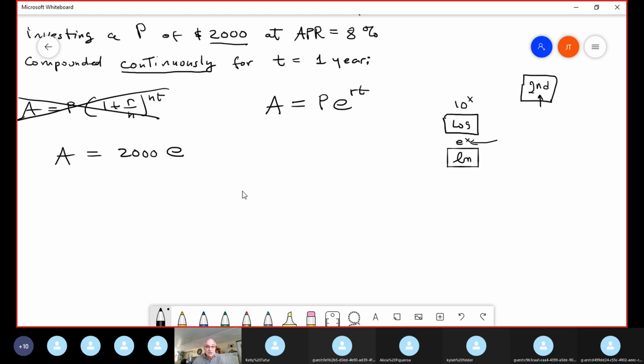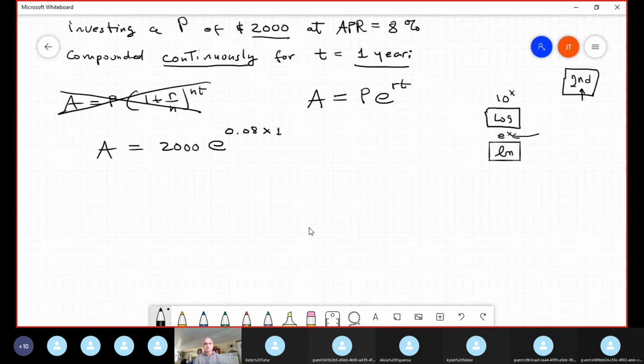Then the exponent is RT. Who is R? 8, but you enter 0.08 in decimal, multiplied by 1, which is 1 year, because the problem says 1 year, and that's it. Okay, so how do you put this in the calculator? Well, you put it in the calculator like that. This is the display of the calculator.